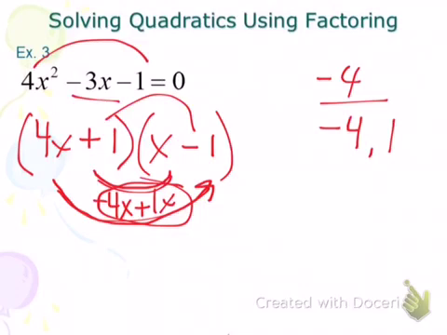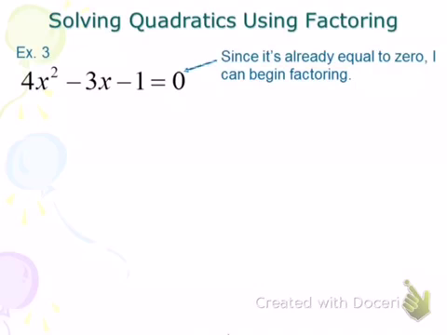Where did you get negative 4x plus 1x? That's what we have to get when we multiply first and last terms. The factors here, negative 4x plus 1x. This is how we've factored these expressions all along. So negative 4x plus 1x gives us negative 3x. So this will factor as we see there, 4x plus 1 times x minus 1.